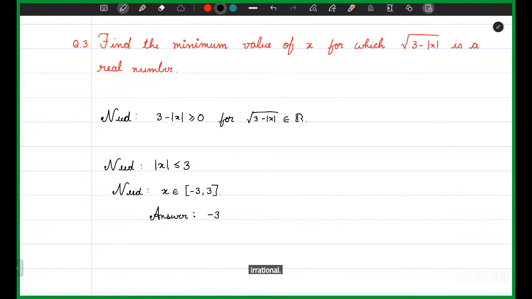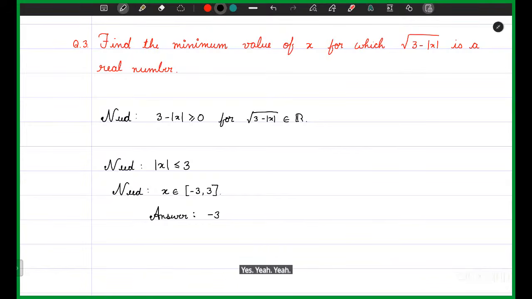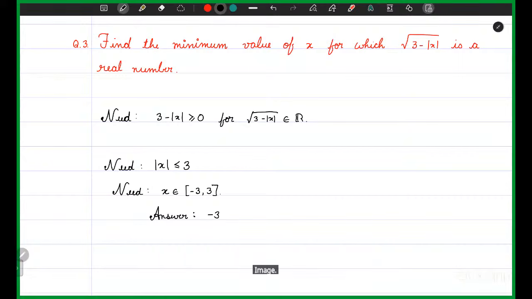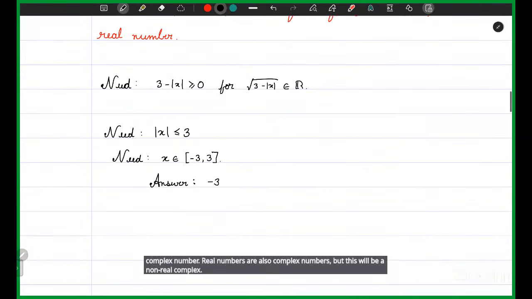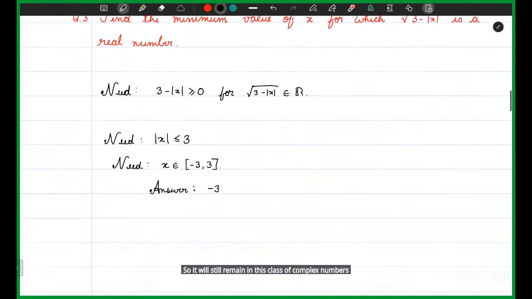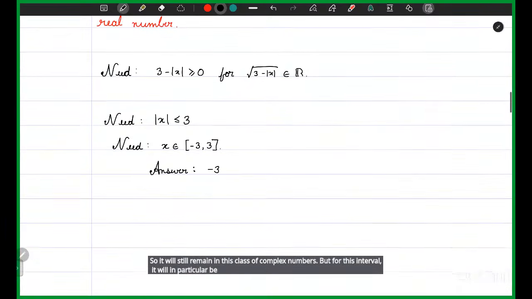We'll have an iota there, so it will lead us to a complex number, purely imaginary. So actually, it is still a complex number. Real numbers are also complex numbers, but this will be a non-real complex number. So it will still remain in this class of complex numbers, but for this interval, it will in particular be a real number as well.